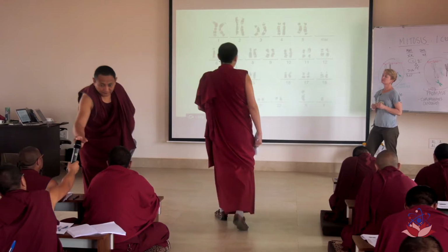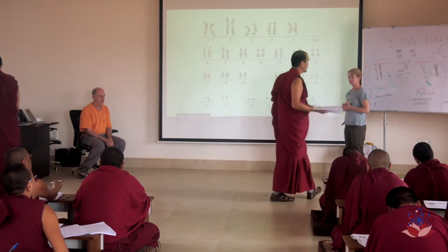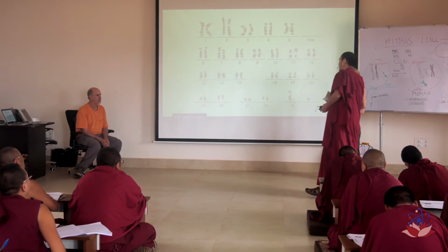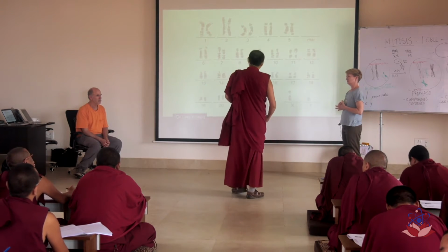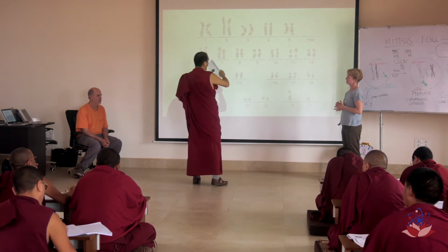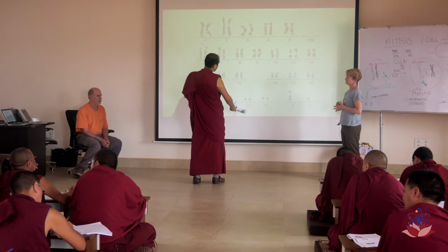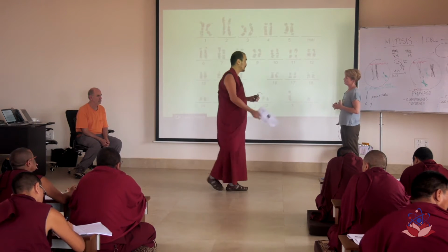So we have 23 chromosomes from dad, 23 chromosomes from our mother, and in terms of different systems, different tissues, etc., do we have all the genetic material for all the systems on one set of chromosomes from our dad, or is it distributed between mom and dad?